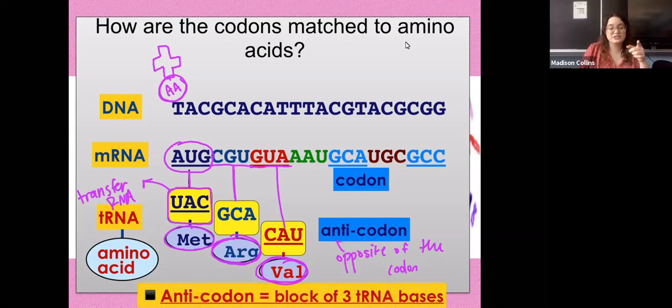Right, so I actually do want you guys to write down that an anticodon is a block of 3 tRNA bases, and it is the opposite of the mRNA codon.